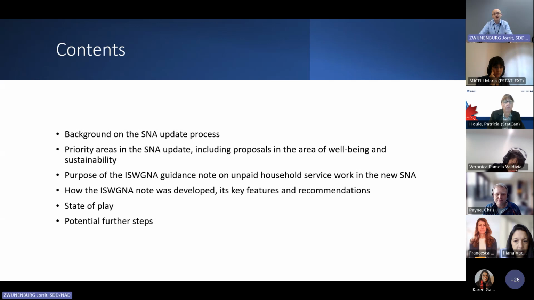So we start with some background on the SNA update process, also highlighting some of the priority areas that we have been looking at, including the proposals in the area of well-being and sustainability. Then Chris will zoom in on the specific purpose of the guidance note on unpaid household service work, also explain how it was developed, its key features, and the main recommendations included. And then I will take over again to tell you about the current state of play with regard to the SNA update and also some potential further steps for the work on unpaid household activities.